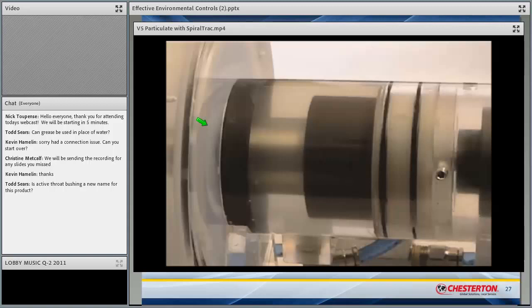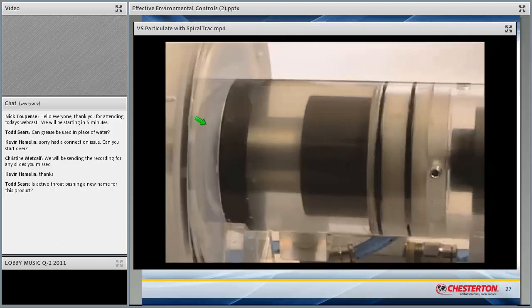There are limitations to when we can go flush-free, and we'd like to recommend no more than 6% solids in the stuffing box. But even when there is 6% solids, we can generally use the active throat bushing technology in conjunction with the flush, and reduce that flush significantly. Where we talk about flush water in terms of gallons per minute, with active throat bushing technology we can reduce that to gallons per hour.